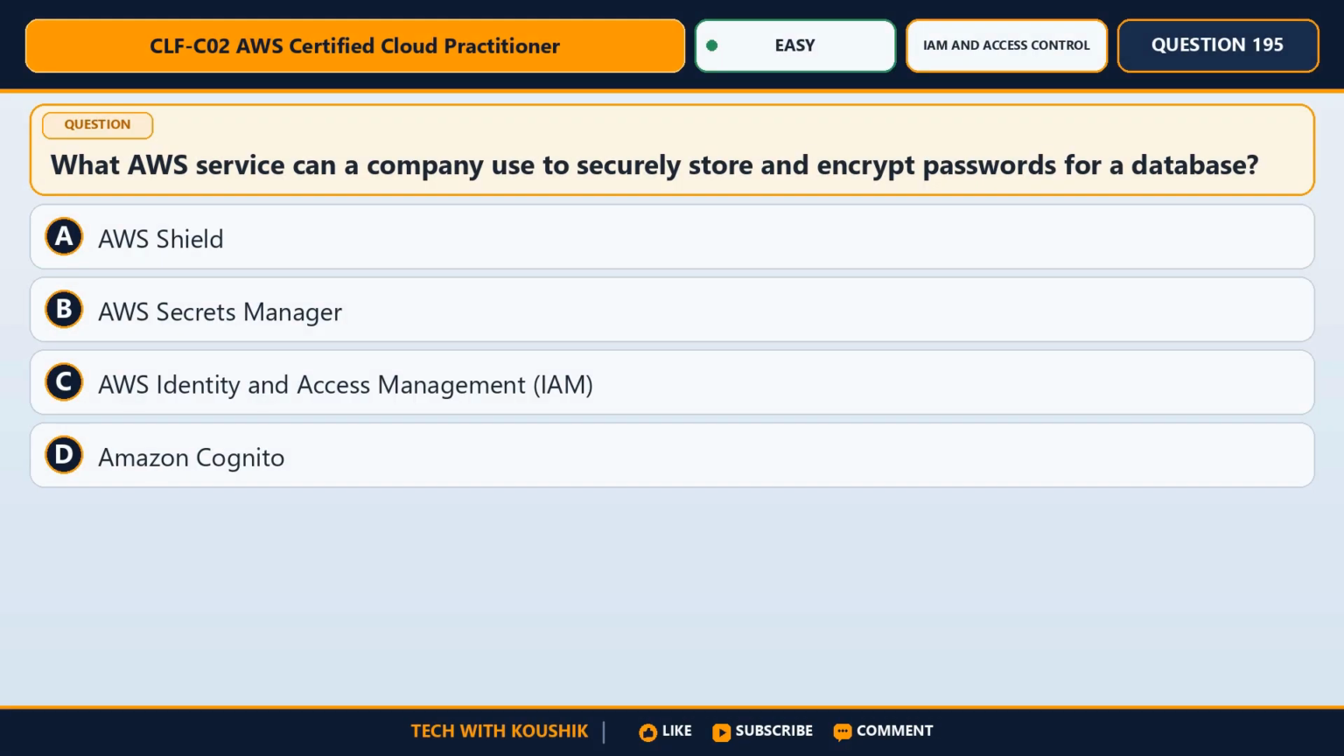Question number 195. What AWS service can a company use to securely store and encrypt passwords for a database? Option A, AWS Shield. Option B, AWS Secrets Manager. Option C, AWS Identity and Access Management, IAM. Option D, Amazon Cognito.